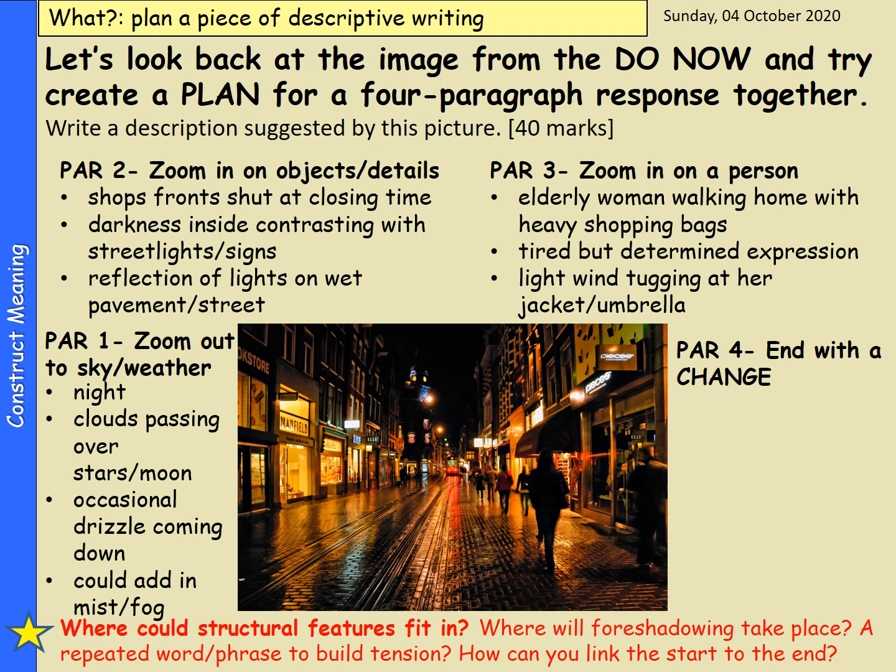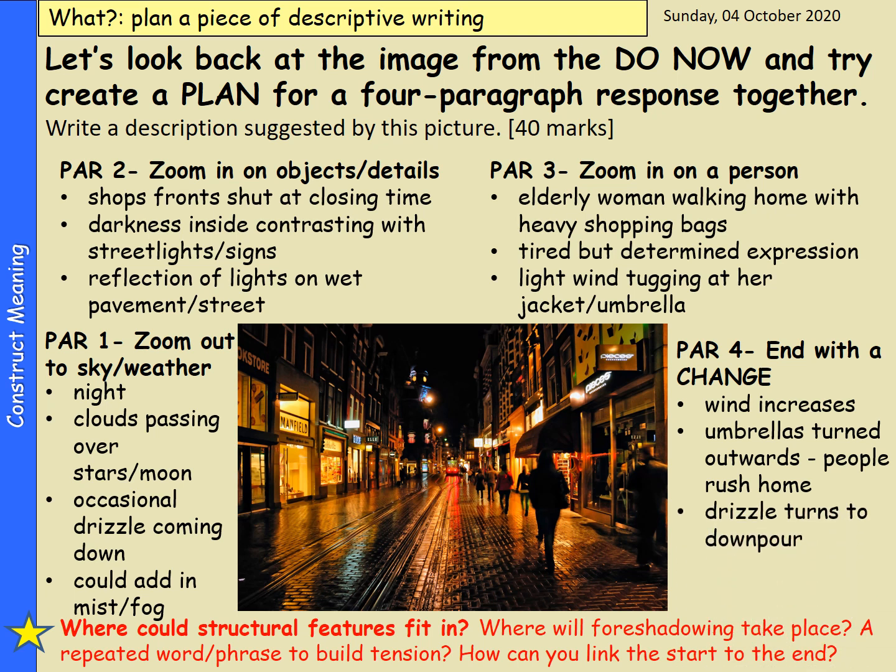It can't be anything hugely drastic or too action-packed because it's a description, but I might increase the wind, which I hinted at in this paragraph, and then have a few umbrellas turn outwards. You know how they do when a big gust comes. People start rushing home instead of just kind of casually walking. The drizzle turns to a downpour. I could even add in a bit of thunder.